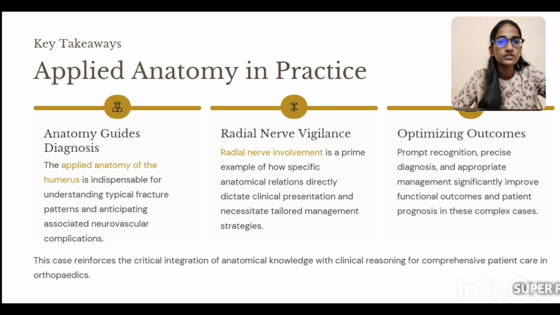Applied anatomy in practice. These are the takeaways. Anatomy guides: applied anatomy of the humerus is indispensable for understanding the typical fracture patterns and anticipating associated neurovascular complications. Radial nerve vigilance: radial nerve involvement is a prime example of how specific anatomical relations directly dictate clinical presentations and necessitate tailored management strategies.